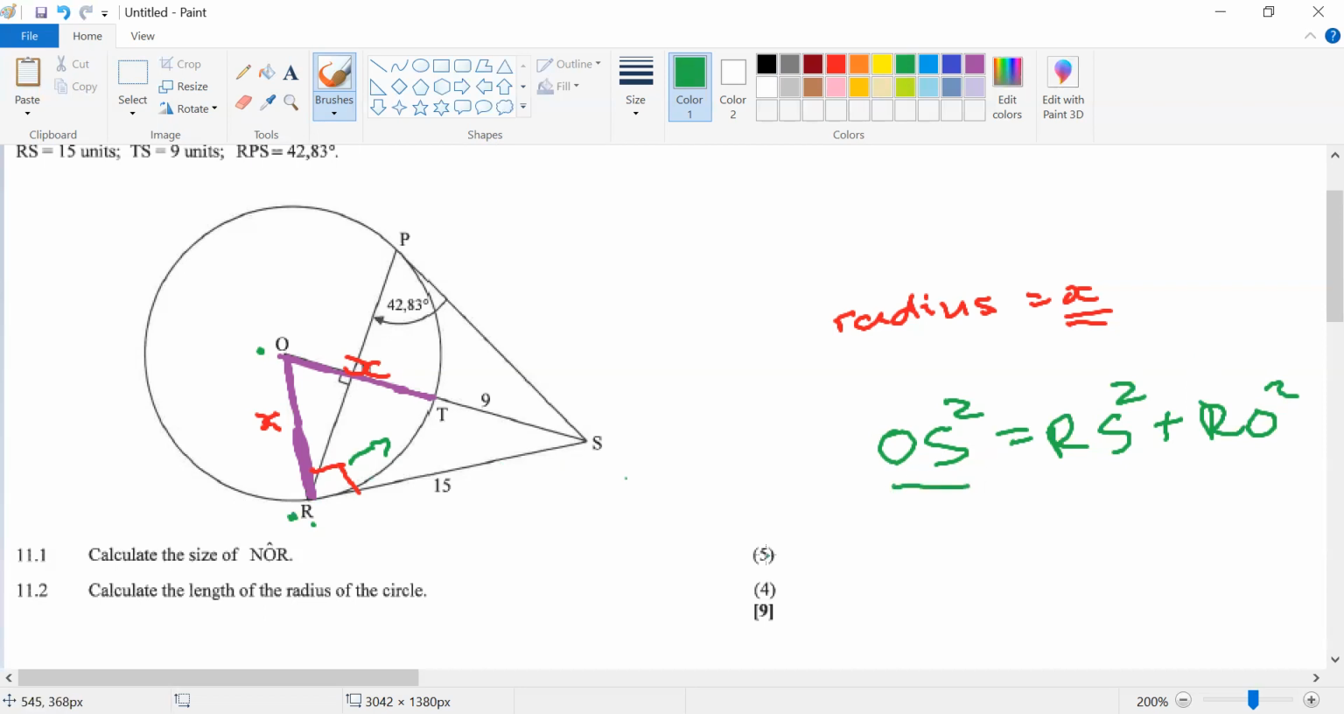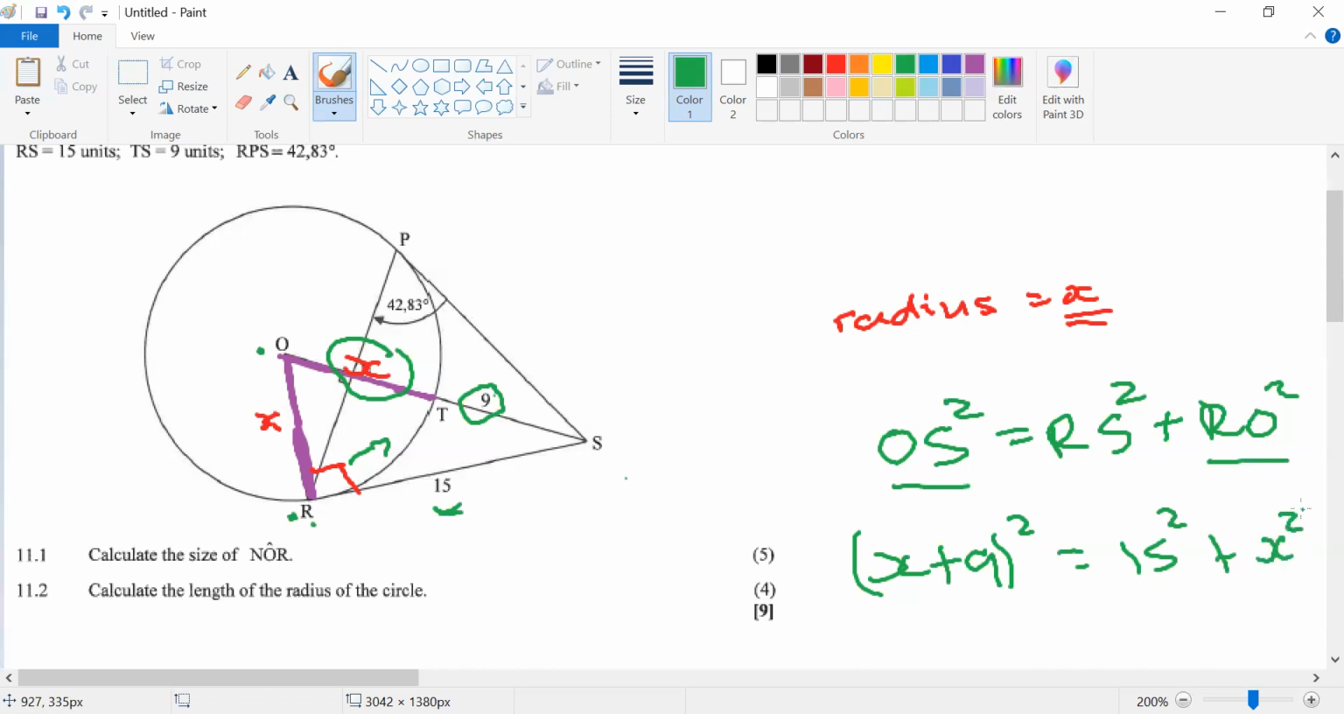OS, I can see, is made up of a line that is length 9 and a line that is length x. So in total, OS is basically x plus 9. Because if x was equal to 5, then the whole length of this would be 9 plus 5. And that'll be 14. But I don't know what that length is, so we have it as a value of x. So that's all we had to do there. And that is going to be equal to RS squared, which we have as 15 squared, plus RO squared, which is just x squared.